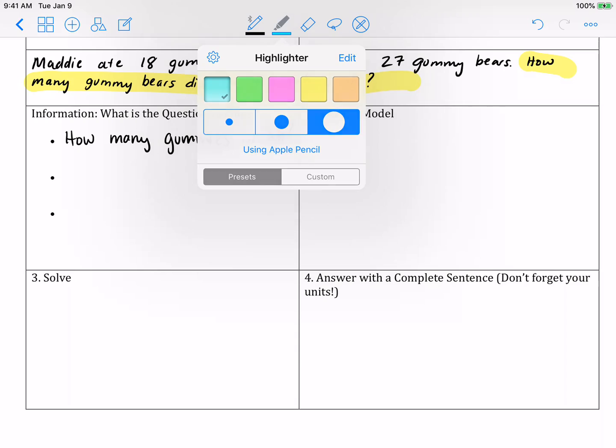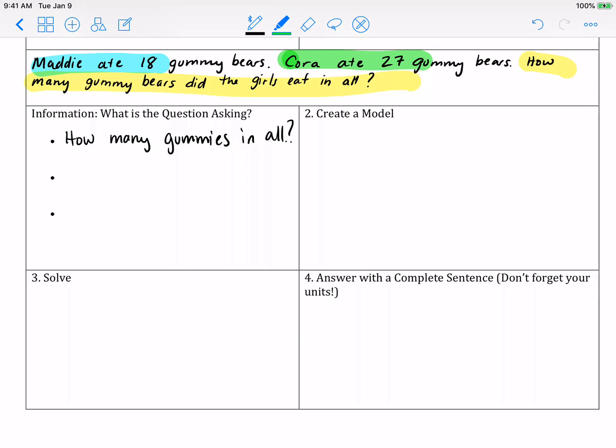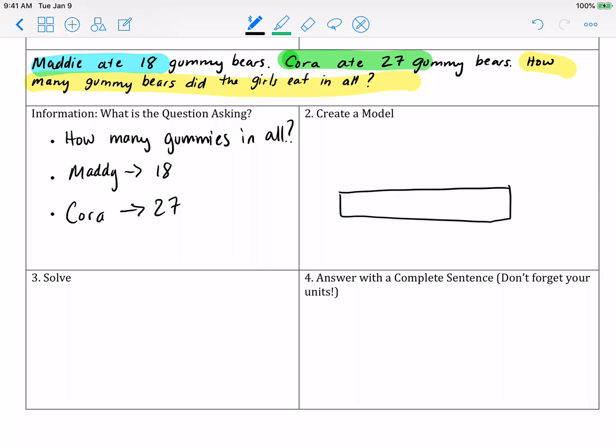What do we know? Maddie ate 18. Cora ate 27. How many in all? So let's draw a picture. So this time we have parts. Maddie had 18, Cora had 27, but we don't know how many in all. So this clues me in that we need to do what? Which operation are we going to do? Addition or subtraction? If we want to know how many they ate in all, we need to know the total amount. So we need to add.